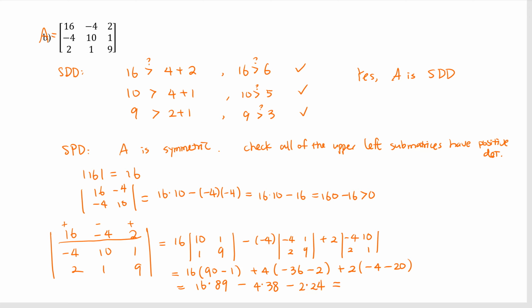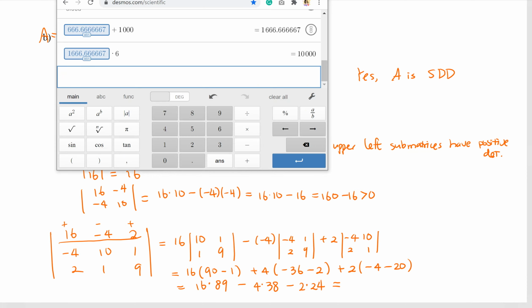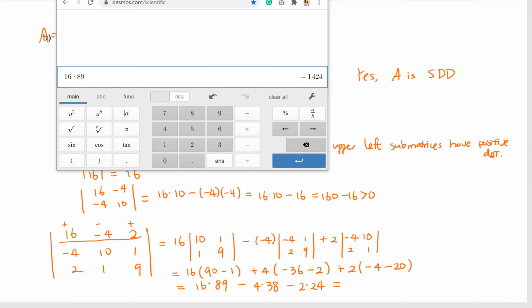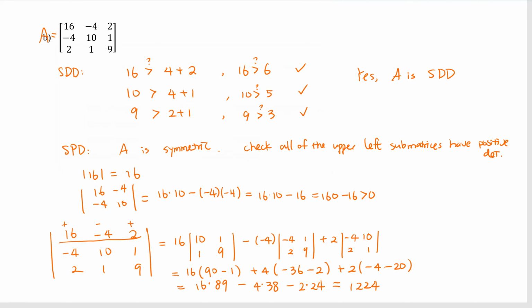And in this step, I need a calculator. Okay, calculator, we need your help. So 16 times 89 minus 4 times 38 minus 2 times 24. 1, 2, 2, 4. So 1, 2, 2, 4 is positive.